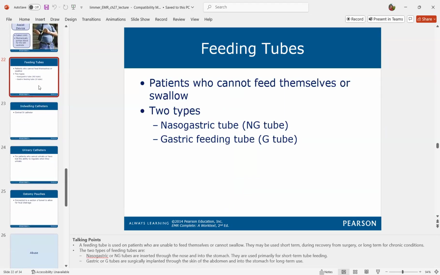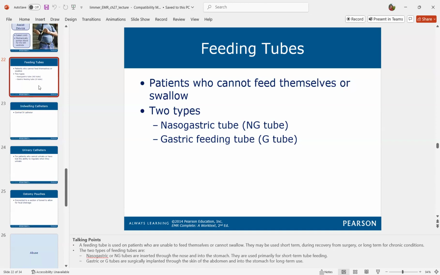All right, feeding tubes. There are two different types of feeding tubes. A feeding tube is used on patients who are unable to feed themselves or can't swallow. This may be short-term during recovery from surgery or long-term for chronic conditions. The two types of tubes out there: first is a nasogastric or NG tube. This one's inserted through the nose and into the stomach. This is primarily for short-term tube feedings.